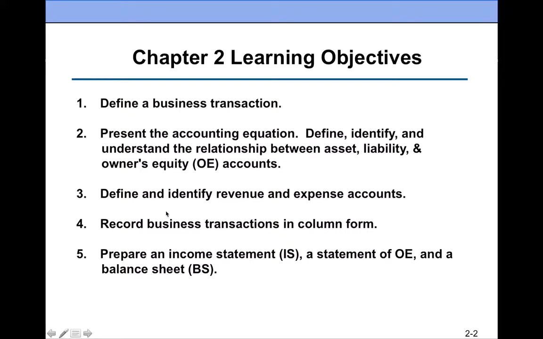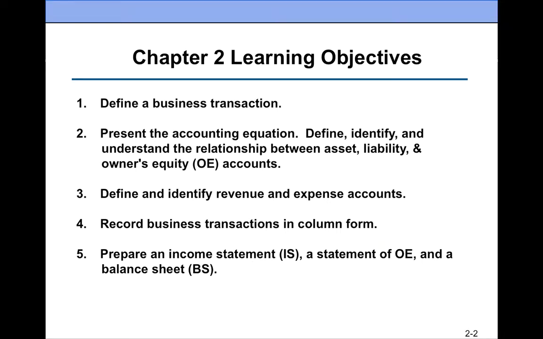I will also define and identify revenue accounts and expense accounts. We will also record business transactions in the column form, so I will use a made-up problem to do that. In the second part of the video, we will talk about three financial statements: an income statement, a statement of owner's equity, and the balance sheet. And this is the core of the entire course. One of the major goals is for you to learn how to prepare these three financial statements for a sole proprietorship and also how to read them.